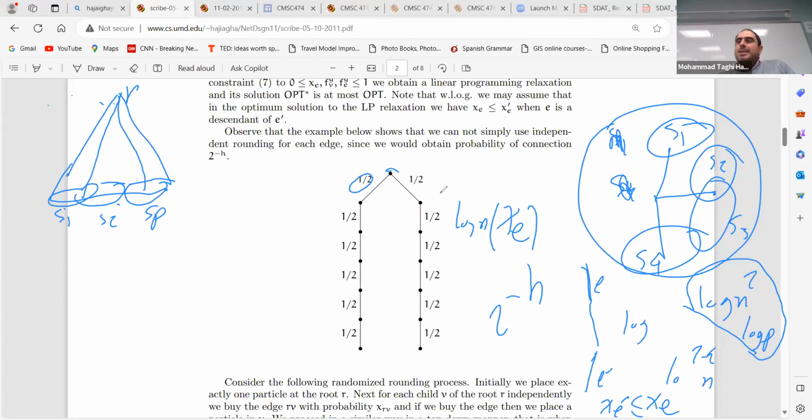But at the same time, if you want to do it independently, it does not work. However, the idea is that you need to do some kind of dependent rounding, and this is a very beautiful algorithm. Actually, you can do it. This is one of the most beautiful dependent roundings that exists.